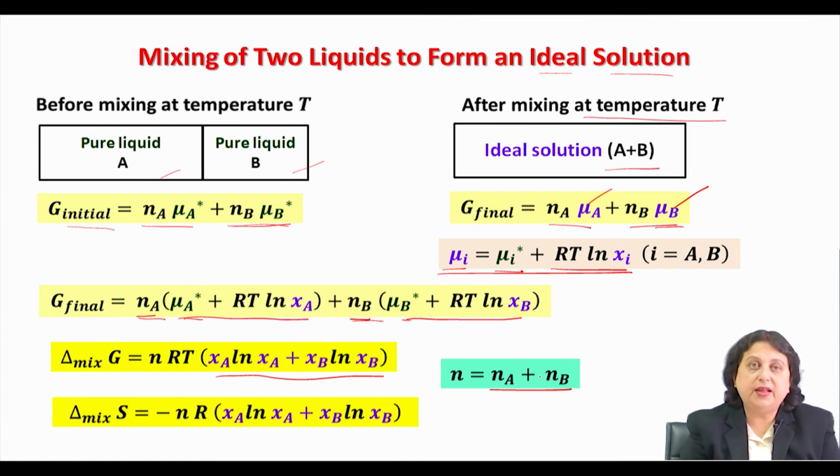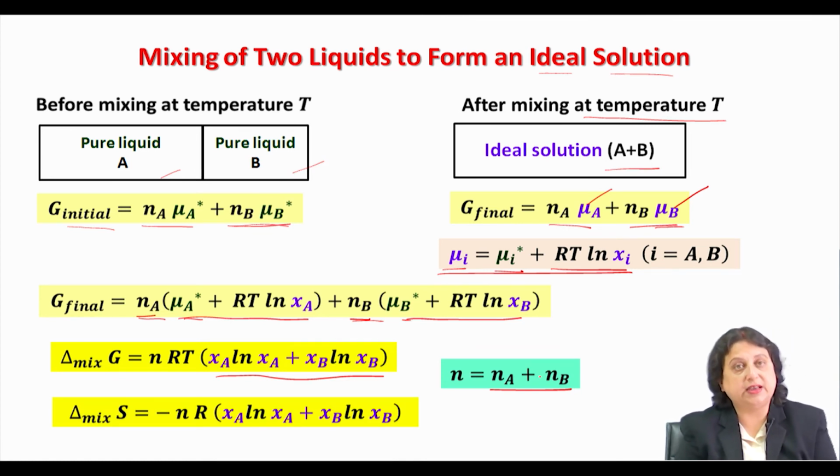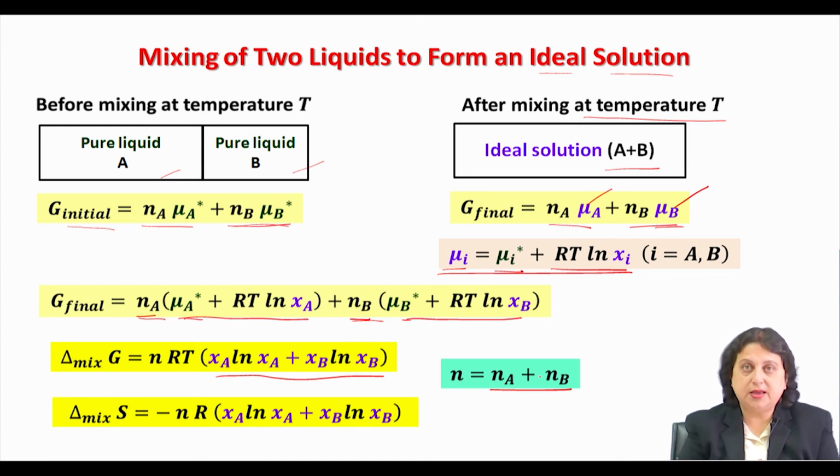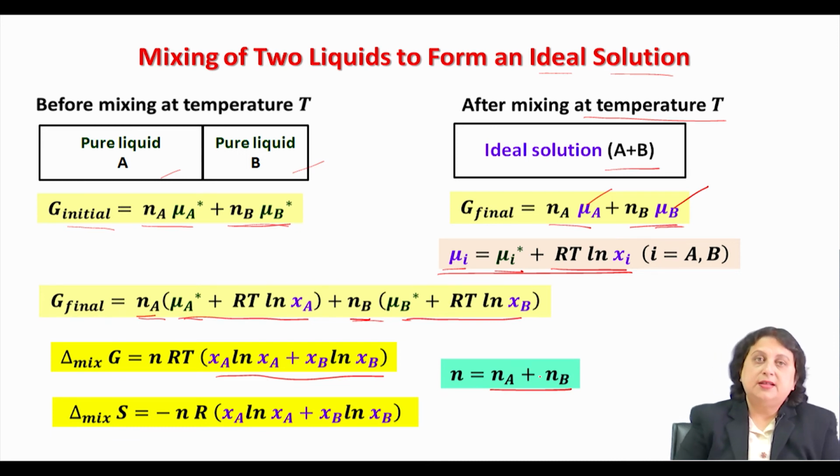Now, I can very quickly then show that the entropy of mixing under such conditions is minus nR into Xa ln Xa plus Xb ln Xb. Now, as you see, here comes the beauty of the treatment that we are doing in terms of chemical potential.